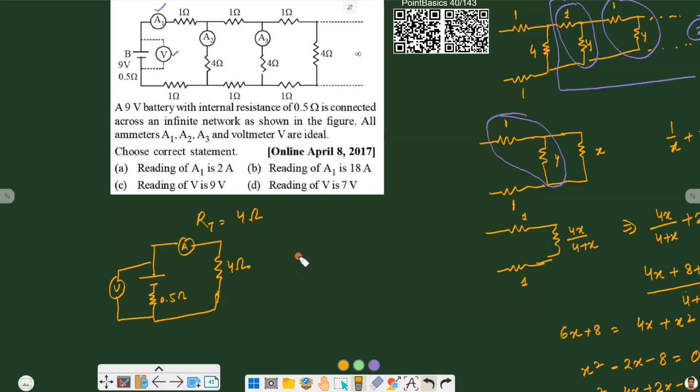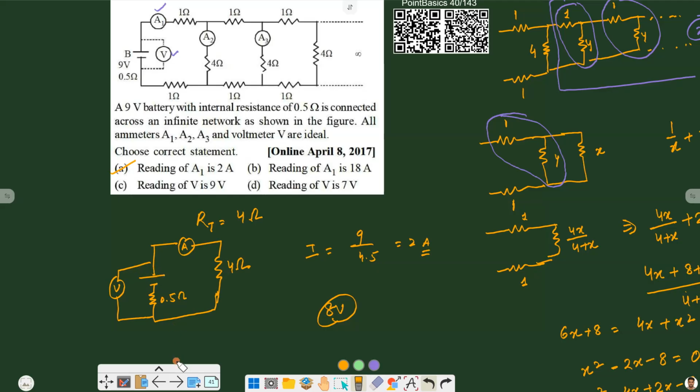Now we can find out the current. So the current will be, potential of the battery is 9 volts, so 9 by 4.5, that will be 2 ampere. So the value of A should be 2. So the reading of A1 is equal to 2 ampere. And we can also find out the value on the potentiometer, that will be 4 into 2, that will be 8 volts. So the potentiometer will show 8 volts.